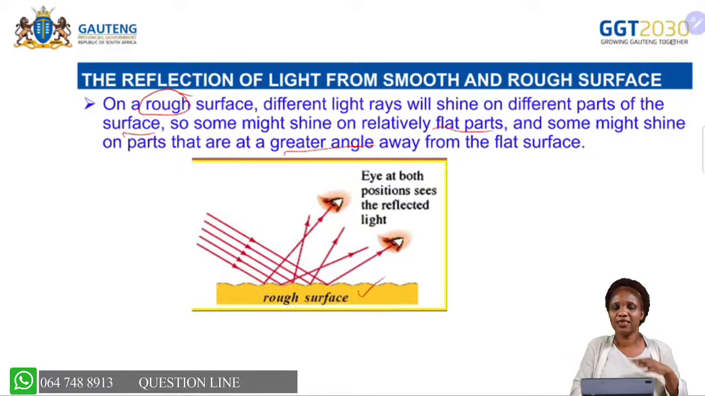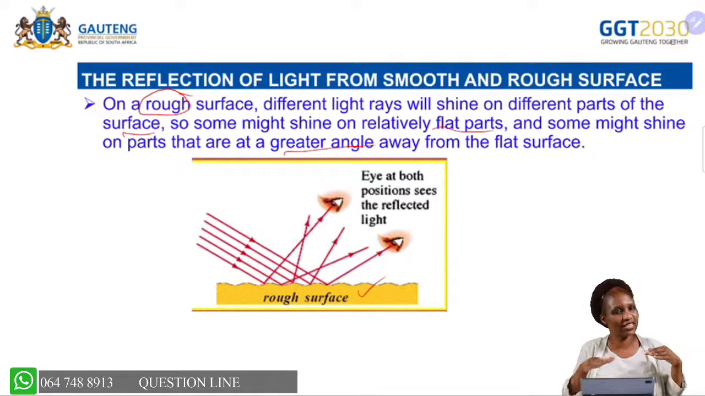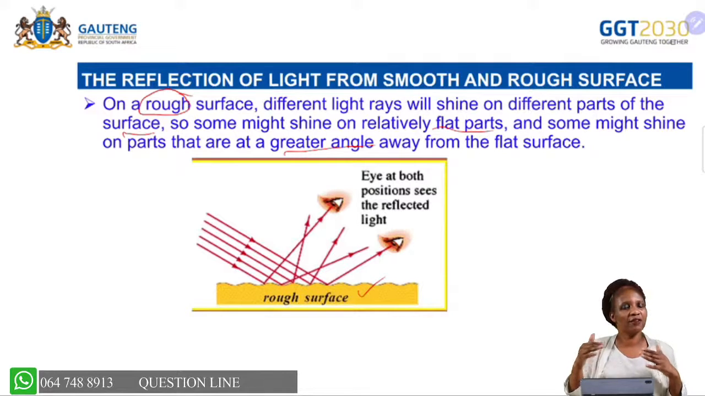All right, then light can shine on a flat surface, and light can shine on a surface that is not even. All right, and that surface that is not even, remember, it is opaque. And it brings us back to the word opaque. What does the word opaque mean?